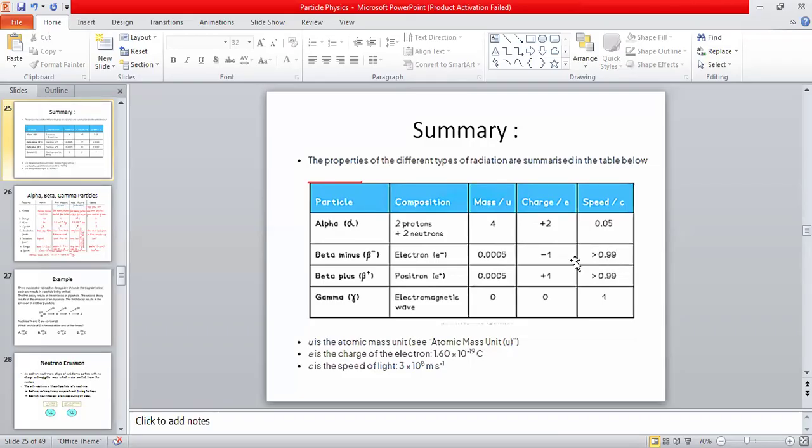the speed of light. And likewise, beta positive particles are also produced. Positive particles are called positrons. Positrons have a positive charge. Their speed is similar to the speed of electrons, nearly less than the speed of light. And last but not the least, we have the gamma rays. Gamma rays are electromagnetic waves. They carry no mass. They are massless, they are chargeless, and their speed is the same as the speed of light.